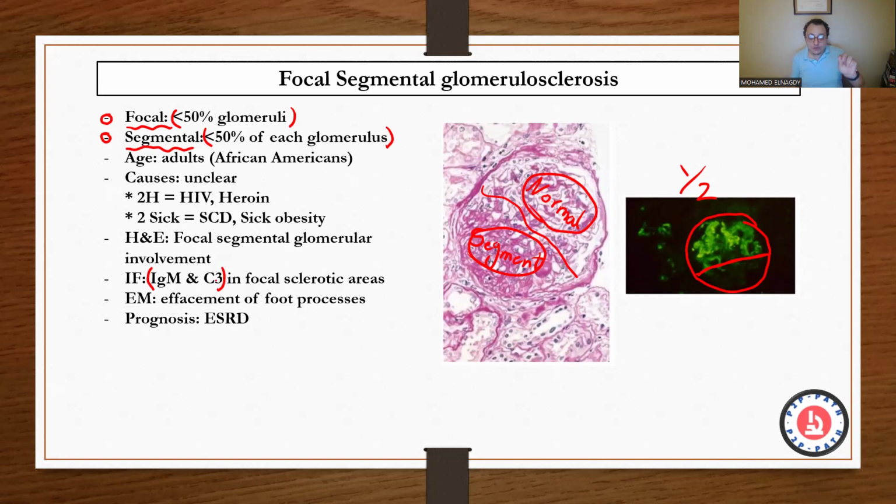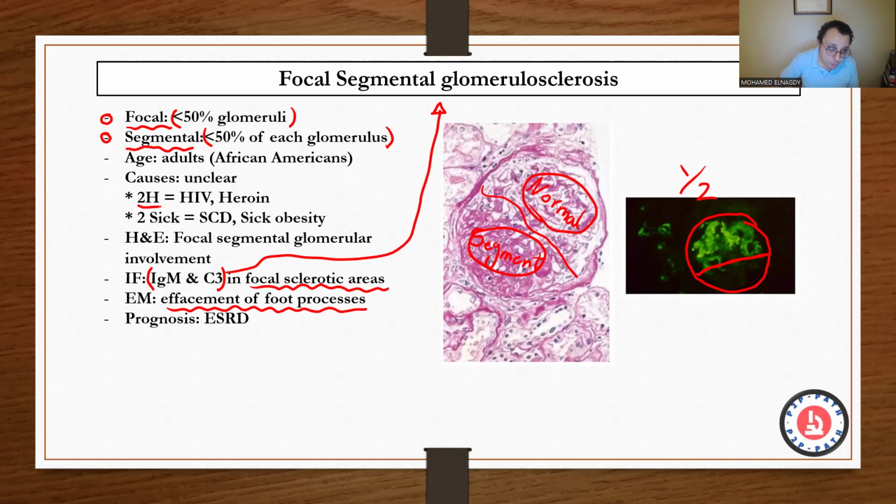So you need to remember each type of antibody and which entity this type of antibody belongs to. IgM with complement 3, the first one, we will collect them at the end, the focal segmental glomerulosclerosis. So IgM and complement 3 are depositing by immunofluorescence in focal sclerotic areas or in half of the glomerulus, lighting up, and on electron microscopy, you end up seeing the same picture of the minimal change disease, which is effacement of the foot processes.